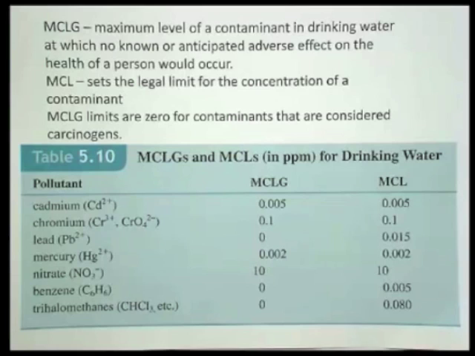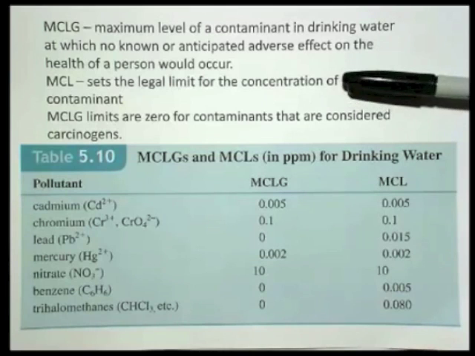And these limits are listed in units of parts per million. And there's two different standards. One is the MCLG, which stands for the maximum level of a contaminant in drinking water at which no known or anticipated adverse effect on the health of a person would occur. And then the MCL sets the legal limit for the concentration of the contaminant. How much can be in the water, and the water is still considered to be potable.